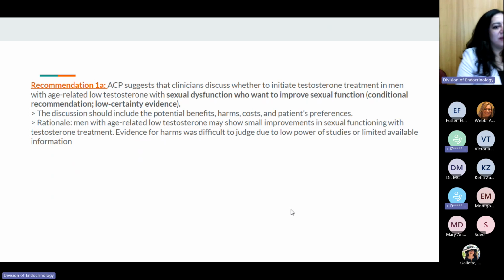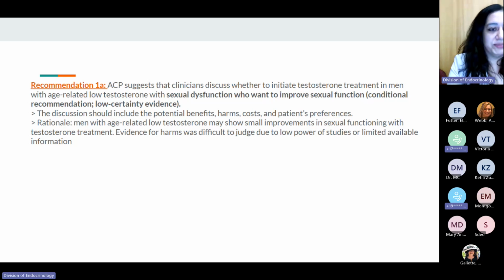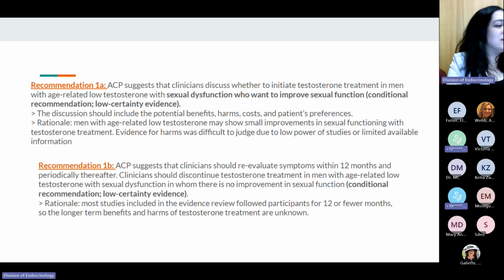So the recommendations, therefore, are as follows. One, clinicians can consider a discussion to initiate testosterone in men with age-related low testosterone if they have sexual dysfunction and they want to improve their sexual function. You should discuss their benefit, their preferences, the harm, the cost, the mode of administration, etc., because they did have some small improvements in sexual functioning with testosterone. But they said we should evaluate this every 12 months and periodically thereafter, and if those symptoms are not improving, we should consider stopping testosterone. I think that's a very important thing. That's a harder discussion to have, but something that is recommended that we do.